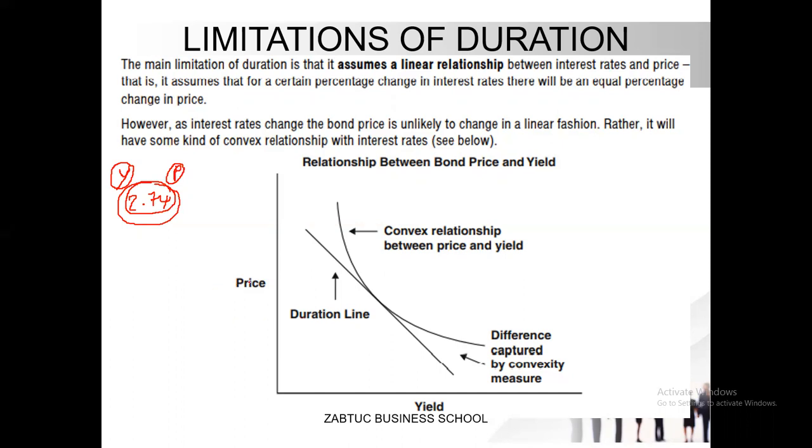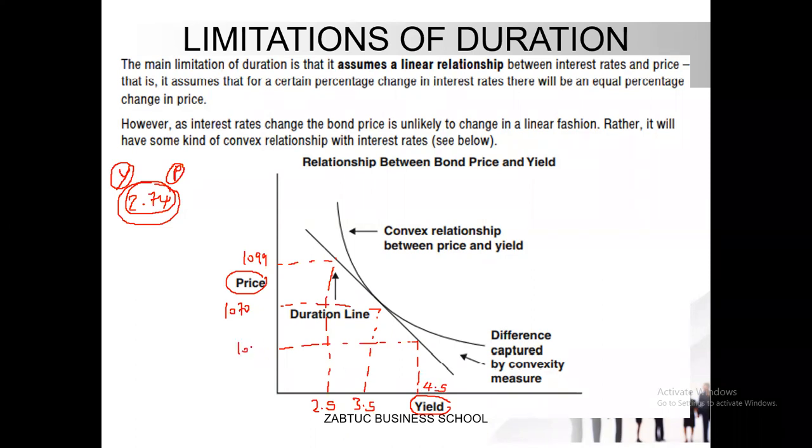So this is what we've been doing, the price and the yield. Remember how we started? We started with a yield of 3.5. And what was our value? Our value was 1070. Then we dropped this to 2.5. This changed to 1099. Then again, we took another value here, 4.5. And this came to 1041.